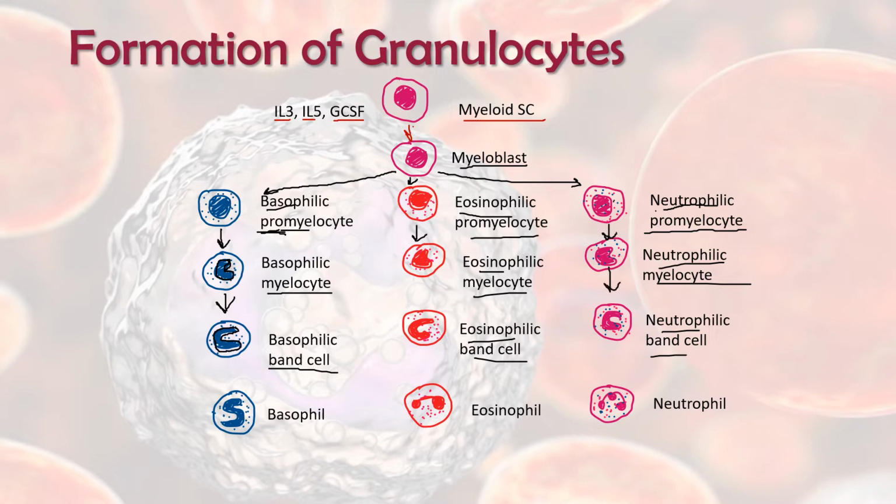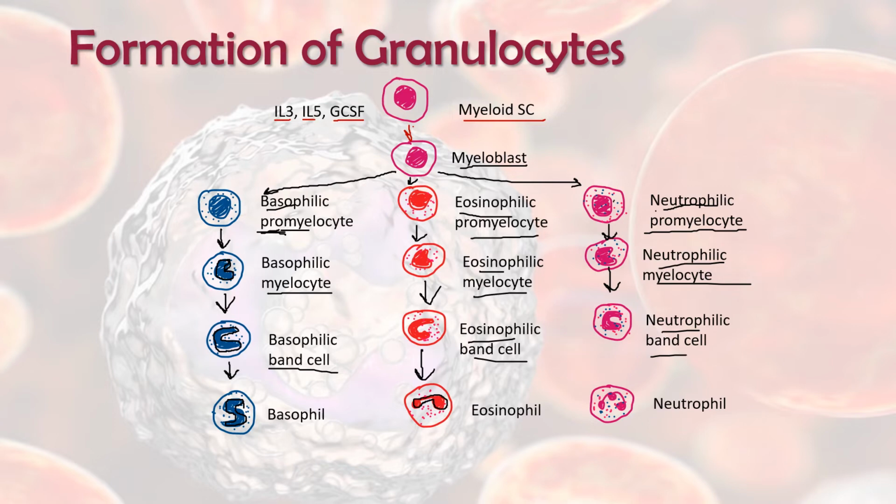Okay, now from this band cell, there are again changes in the structure of the nucleus, and now they are taking their complete form. They form multi-lobed nuclei. In the case of basophils, the U shape changes into an S-shaped nucleus. And in the eosinophils, from the eosinophilic band cell, there is a change from the U shape to a bilobed nucleus. This nucleus is bilobed here.